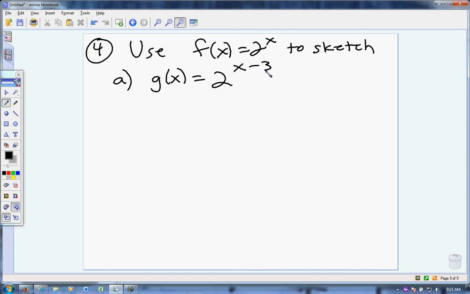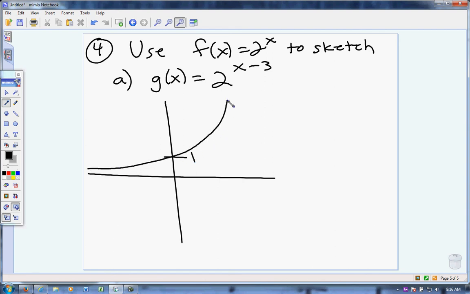So watch how easy this is if I remember my transformations. The graph of 2 to the x, remember I told you that critical point was the fact that it goes through 1. Here's the graph of 2 to the x. Okay, and this point right here is the important one.